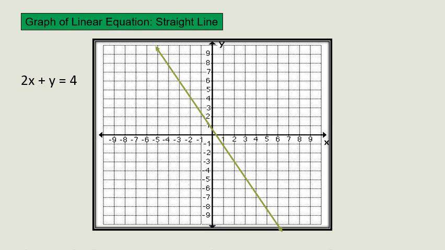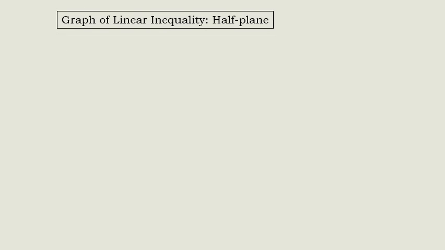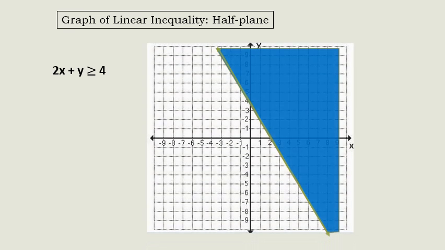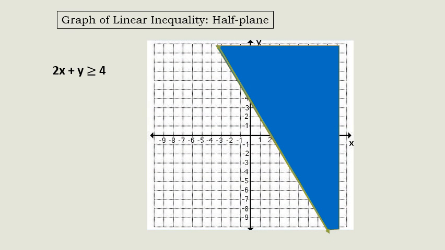And how about the half plane? What do you mean by that? This is an example of the graph of a linear inequality, a half plane: 2x plus y greater than or equal to 4. So this is the graph. As you can see, we have the arrow colored yellow-green and the half plane colored blue.